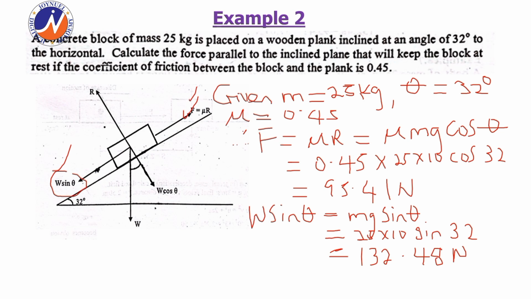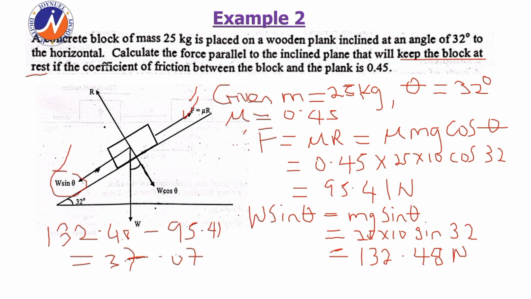So we have gotten this one and we have gotten this. Now the force that will keep the block at rest is the difference between these two forces. Then what we are looking for, that force will be 132.48 minus 95.41, so that the final answer will be 37.07 Newton. So this is the final answer.